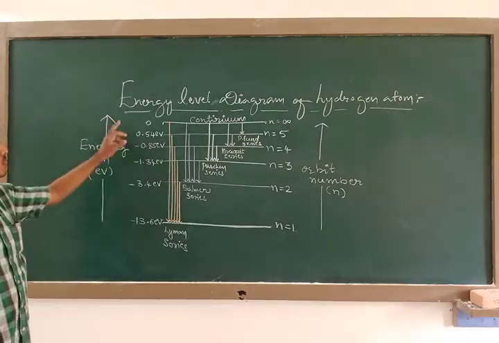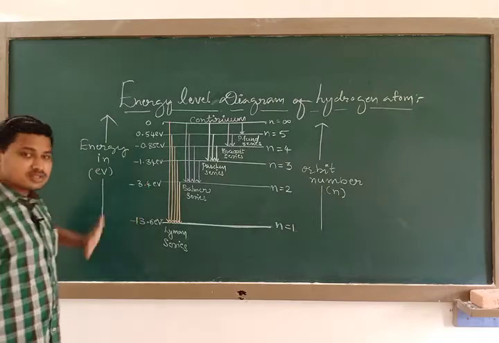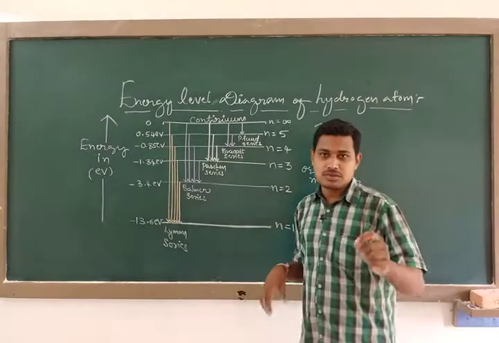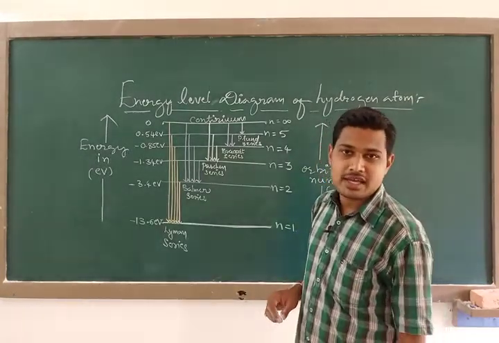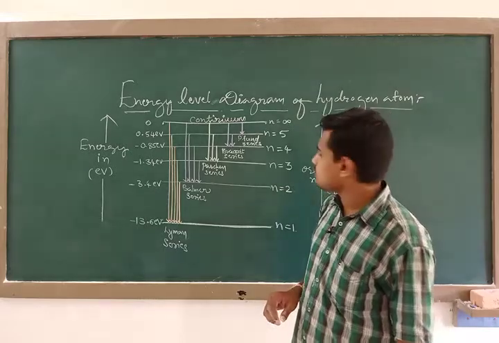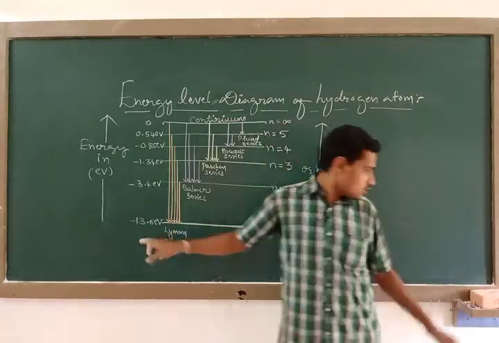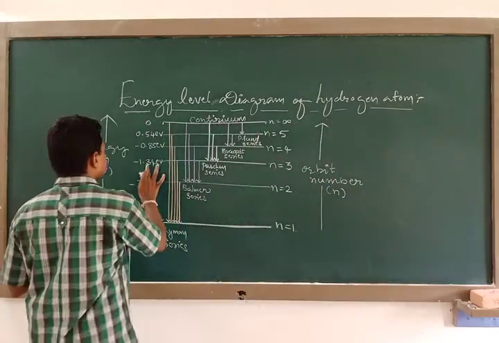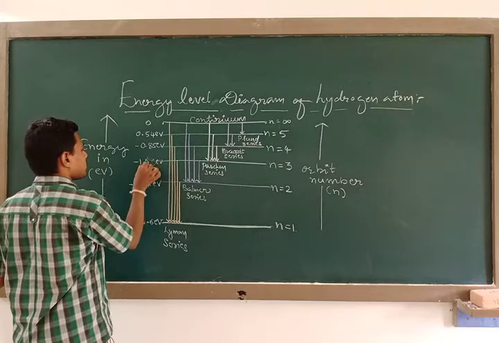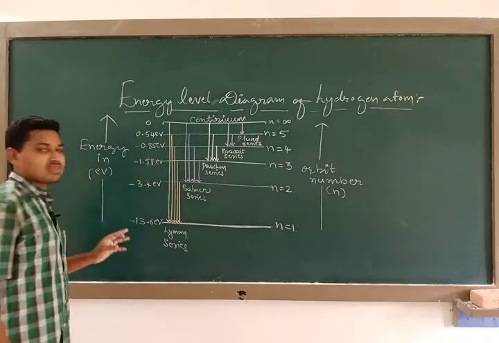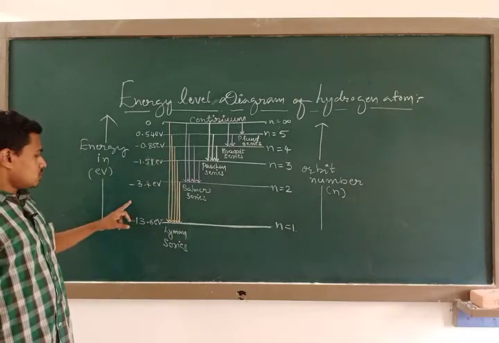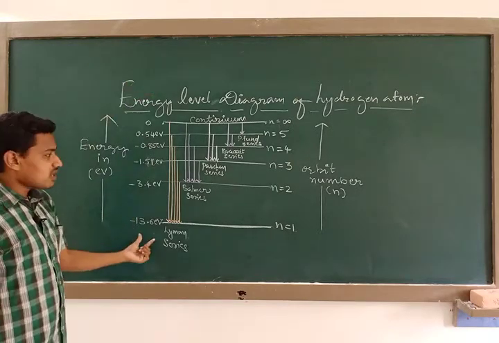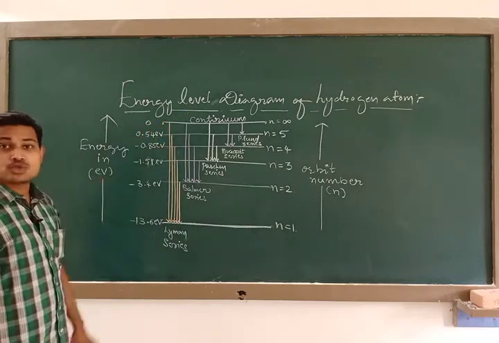See, this is the energy level diagram here. This energy level diagram is plotted by calculating the energy of the electron in the various orbits. For the third orbit, it is minus 1.51 electron volt. This figure represents the energy level diagram of the hydrogen atom.